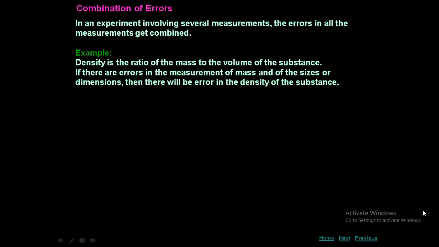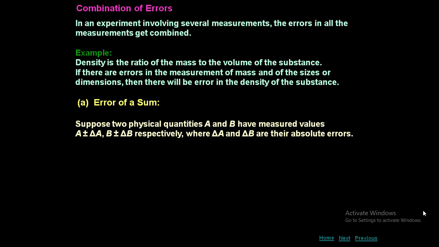So let's start with the first one, error of a sum. Suppose two physical quantities A and B have measured values A plus or minus delta A, B plus or minus delta B respectively. I have already mentioned in my previous videos that whenever you measure a particular value, the measured value always lies between A plus or minus delta A. Suppose you have x. Now the x value will have a lower limit of x minus delta x and an upper limit of x plus delta x.